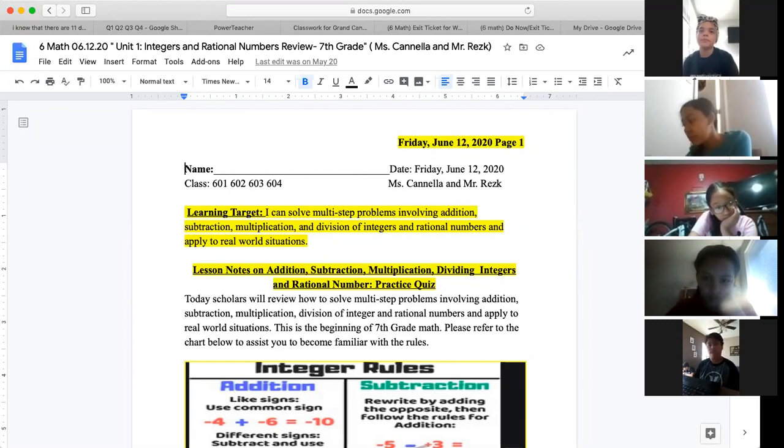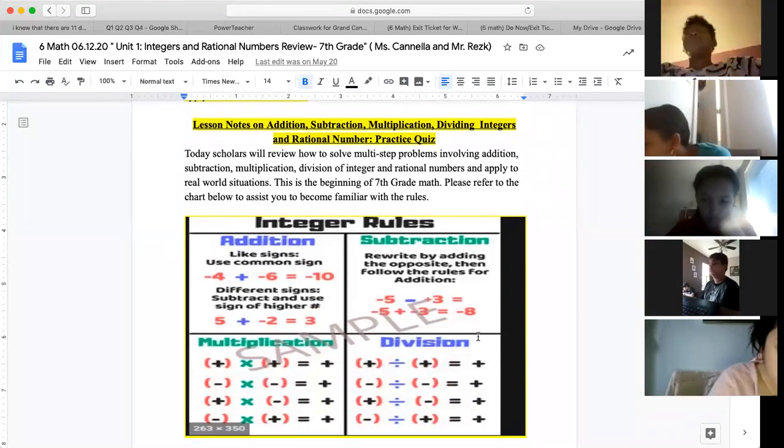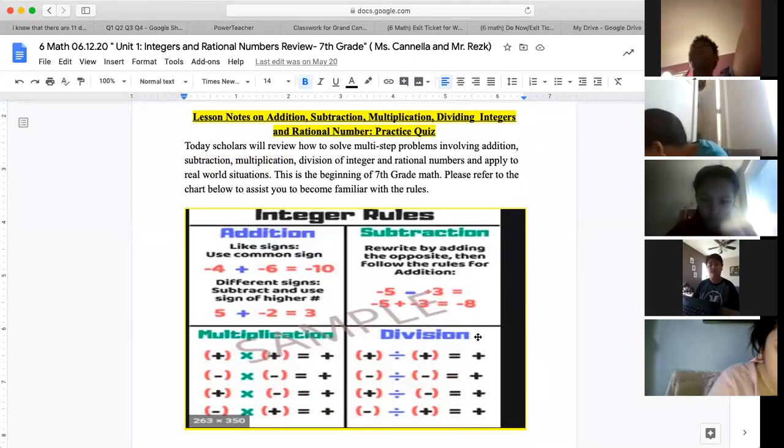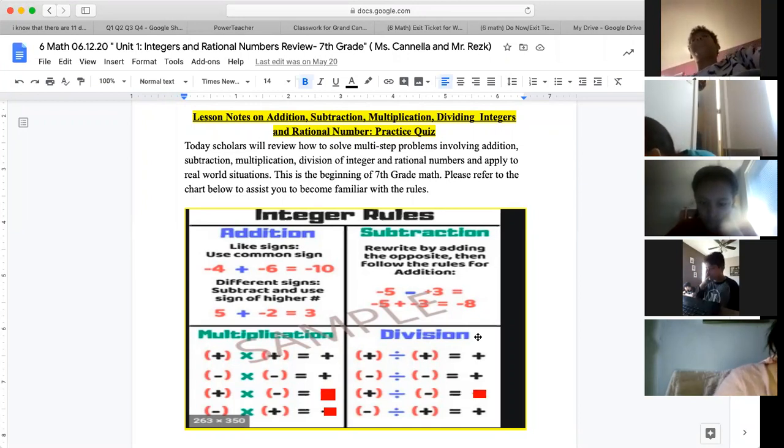Angelina, please read me the blurb under the lesson notes. These scholars will review how to solve multi-step problems involving addition, subtraction, multiplication, division of integers and rational numbers, and apply to real-world situations. This is the beginning of 7th grade math. Please refer to the chart below to assist you to become familiar with the rules.